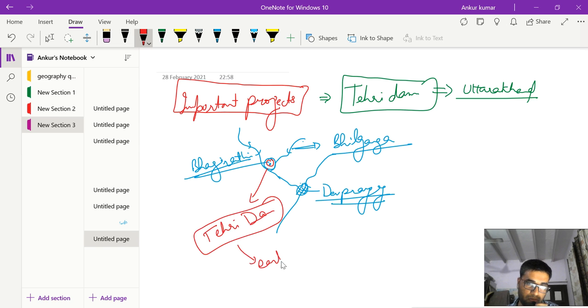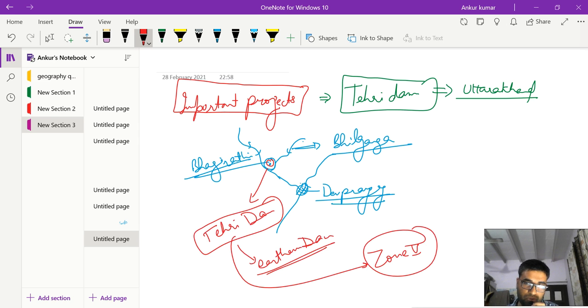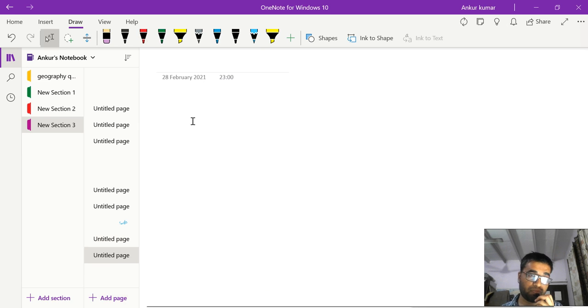It is the earthen dam, right? And is situated in zone 5, vulnerable zone for the earthquake, right? Highly vulnerable zone. Moving on to the next projects.